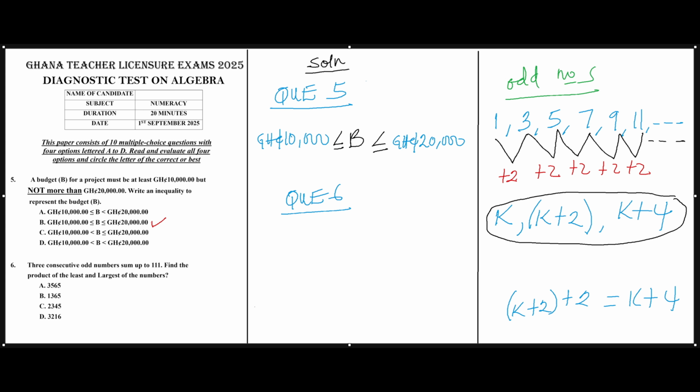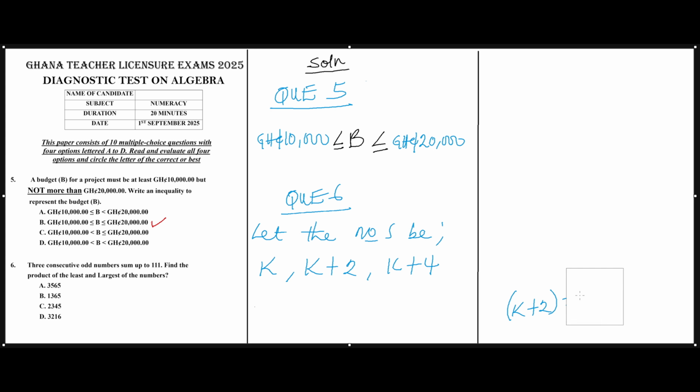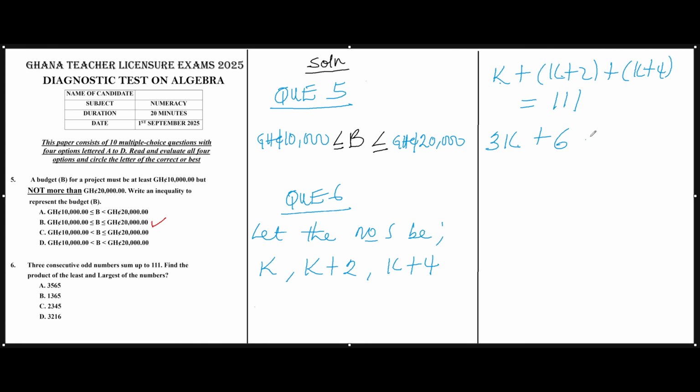So you can say that let the numbers be, if the first odd number is k, then the second one will be k plus 2, then the third one will be k plus 4. Remember, their sum is 111. Their sum is 111, meaning that when we add these 3 consecutive odd numbers, that is k plus k plus 2 plus k plus 4, it should give us a total of 111. So k plus k plus k, we have 3k. 2 plus 4, we have 6, and this must be equal to 111.